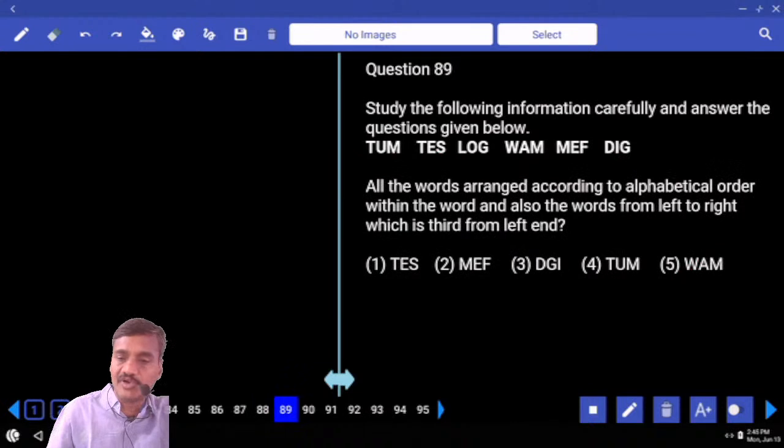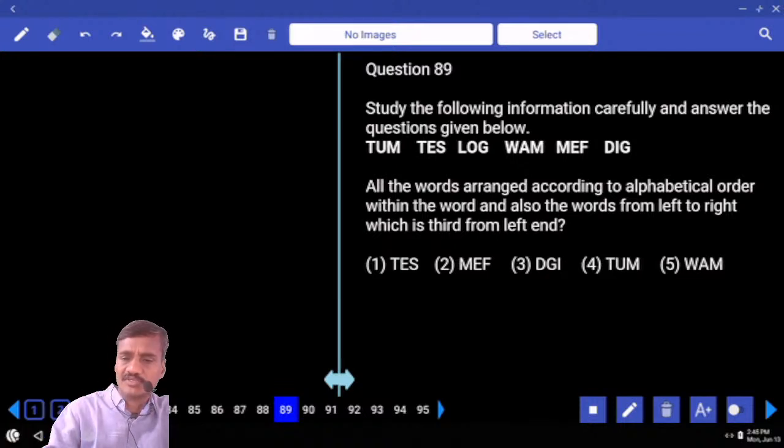And in this 89, all the words are arranged according to alphabetical order within the word, and also the words from left to right. Which is third from the left hand?